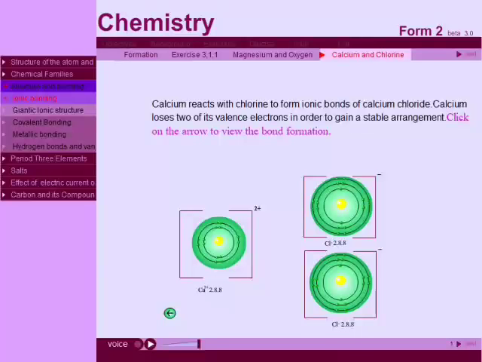Therefore, calcium loses its 2 valency electrons to 2 chlorine atoms, leading to formation of calcium ion with a net charge of positive 2, while each of the 2 chlorine atoms gains an electron, acquiring a net charge of negative 1. The 2 chloride ions are attracted towards the calcium ion, forming bonds.